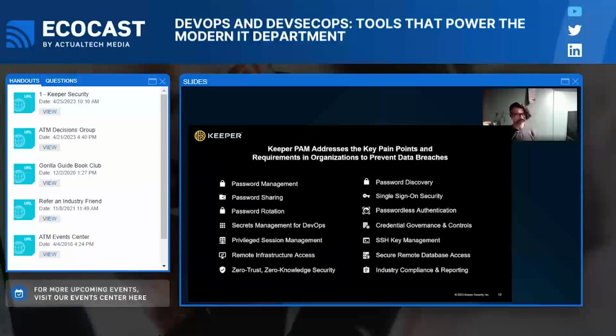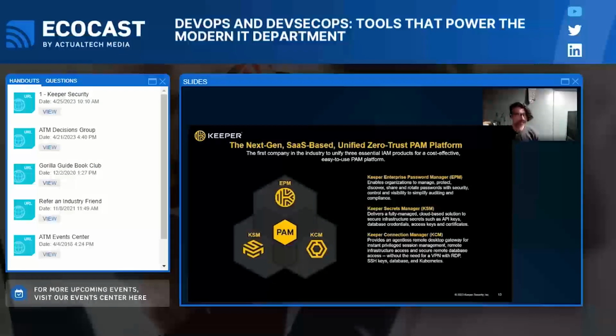So let's check out Keeper's unified PAM solution. Three platforms encompassed in one system to create that PAM strategy, right? Keeper Enterprise Password Manager, our EPM. I love it. It enables your organization to protect, share, and discover information, and keep it protected and controlled, and allows the administrators to finally automate auditing and compliance on how it's going to be utilized.